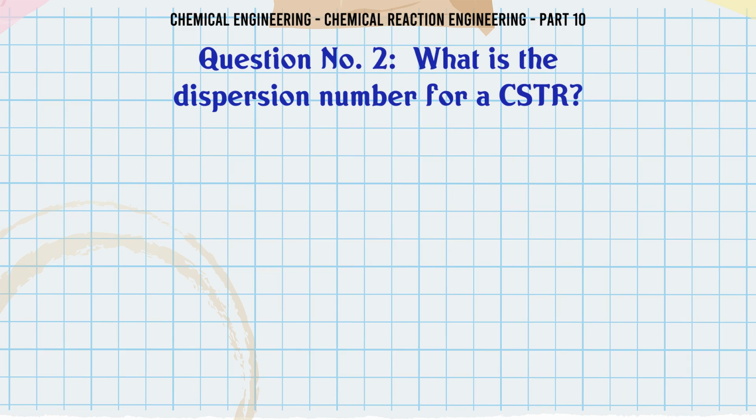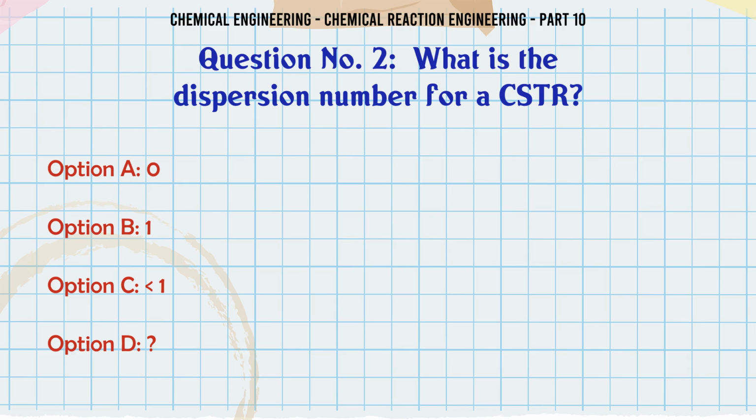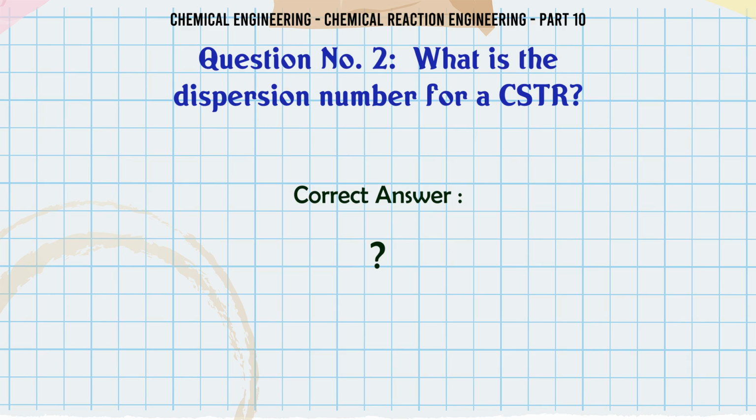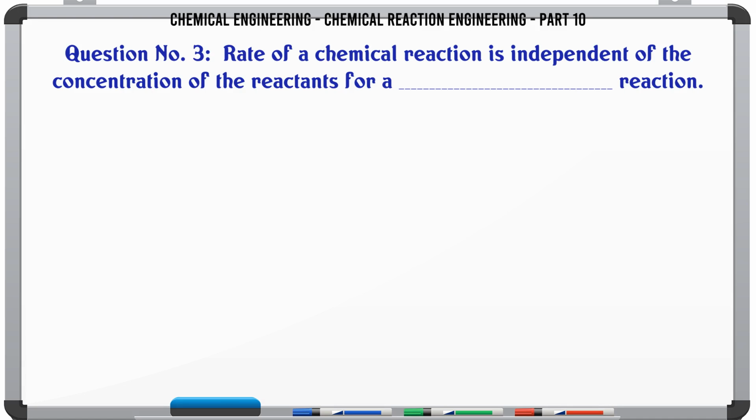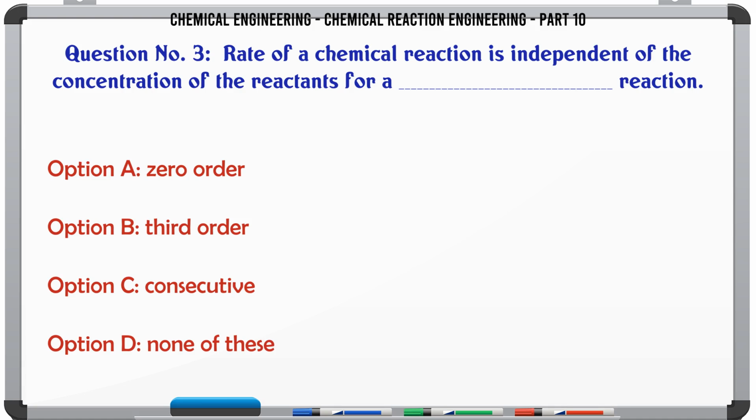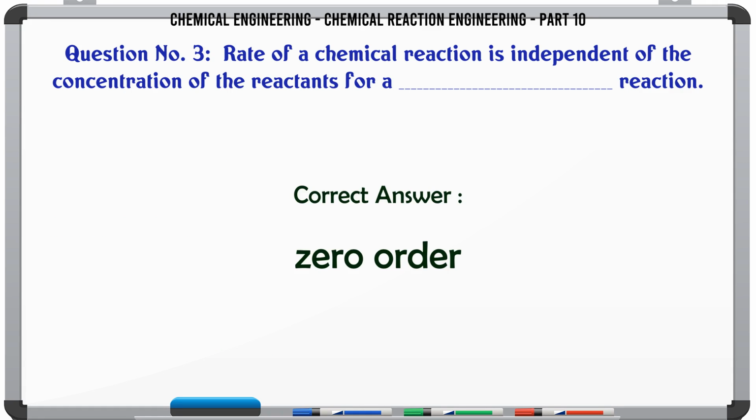What is the dispersion number for a CSTR? A) 0, B) 1, C) 1, D) ∞. The correct answer is ∞. The rate of a chemical reaction is independent of the concentration of the reactants for a reaction of: A) 0 order, B) third order, C) consecutive, D) none of these. The correct answer is 0 order.